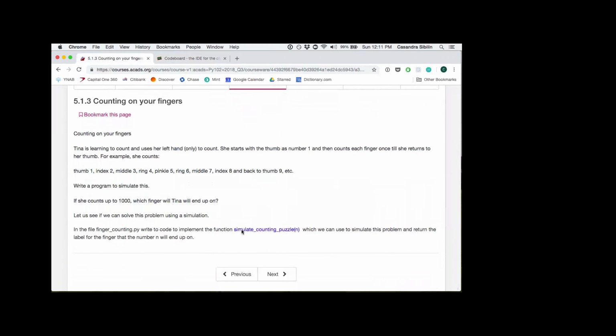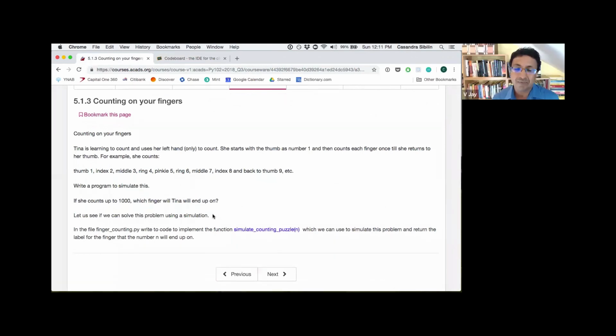Okay. What, Cassandra, read it. Let's see. We have done this somewhere before, I think. But yeah. Tina is learning to count and uses her left hand only to count. She starts with the thumb as number 1 and then counts each finger once till she returns to her thumb. For example, she counts thumb 1, index 2, middle 3, ring 4, pinky 5, ring 6, middle 7, index 8, and back to thumb 9, etc.